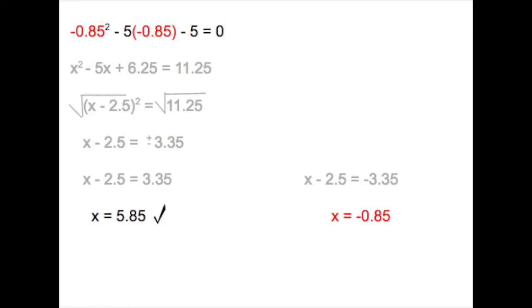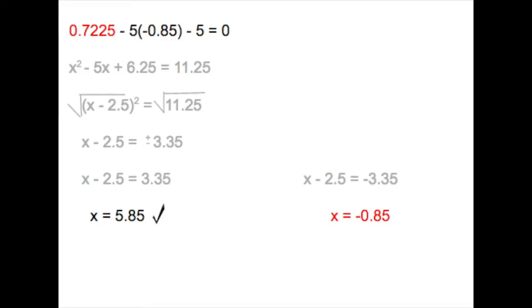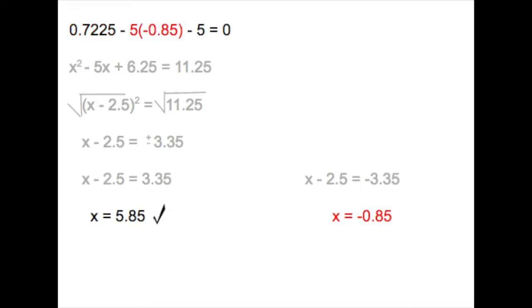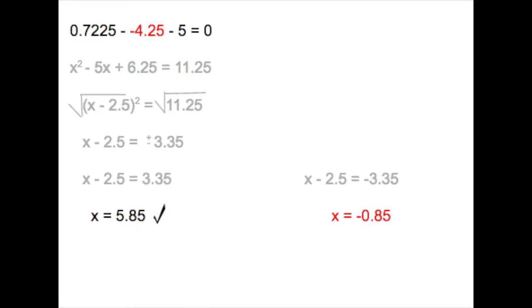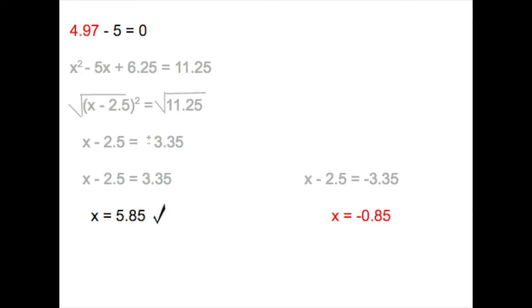Now we will simplify according to order of operations. Doing exponents first, negative 0.85 squared is 0.7225. Then multiplication, 5 times negative 0.85 is negative 4.25. 0.7225 minus a negative 4.25 is 4.97, and 4.97 minus 5 is negative 0.03, which is just a little bit off, but this is okay as explained earlier. So our second solution is accurate.